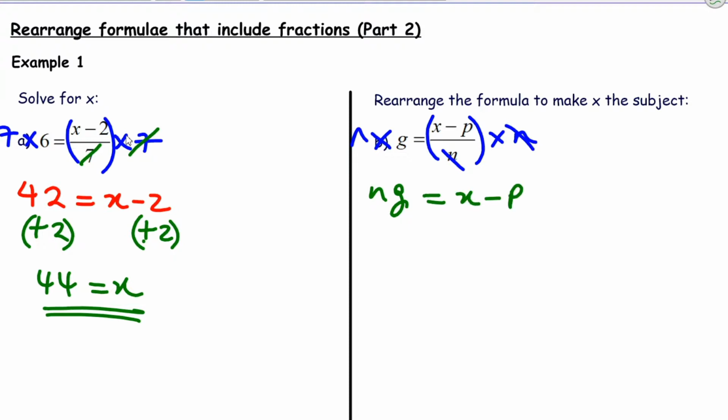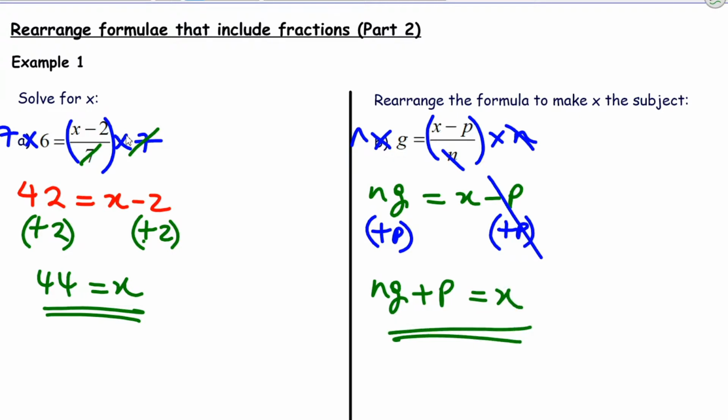Now we want x on one side, so we need to get rid of the negative p. The opposite of subtracting p is adding p. So we can add p on each side. So add p on the right hand side, add p on the left. So this will be equal to 0 because negative p plus p is like negative 2 plus 2, which is 0. So we are left with this equation, ng plus p is equals to x. And you've already made x the subject.